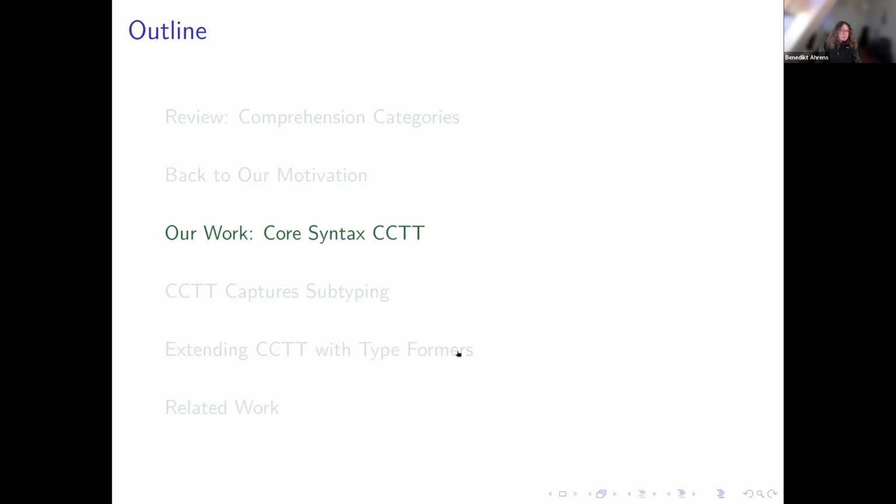This is the motivation for the work. I will now go a little bit into the technical details of the work and explain what CCTT looks like, what choices there are to be made, and also how to make it simpler. It's pretty complicated, but one could think about simpler variants. So these are the judgments of CCTT.